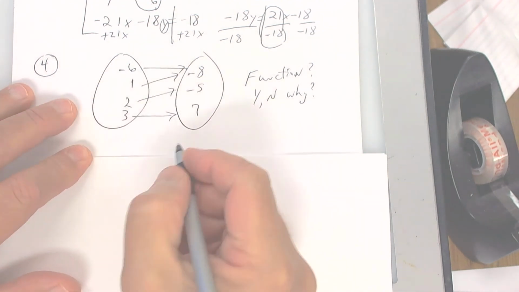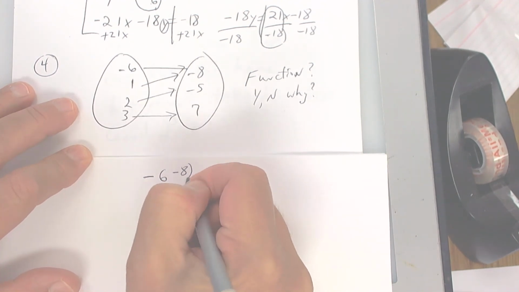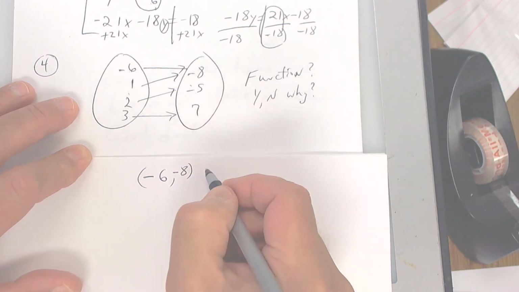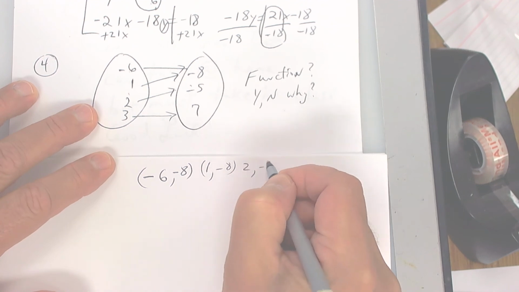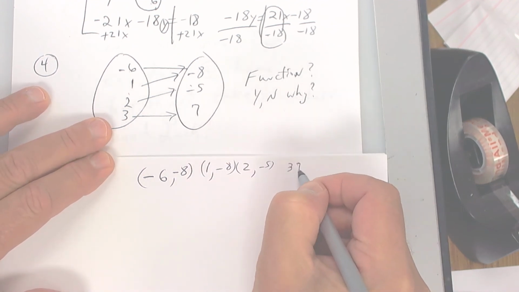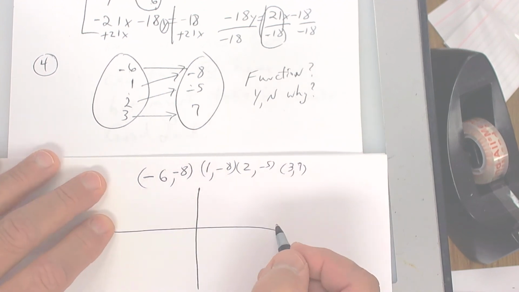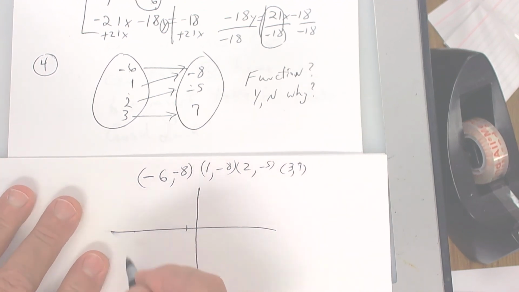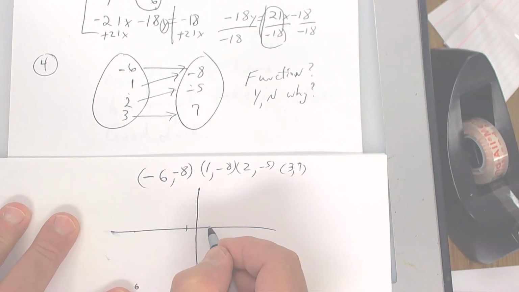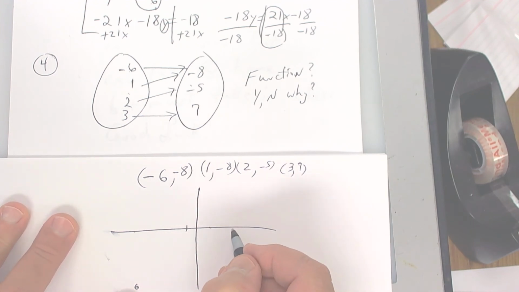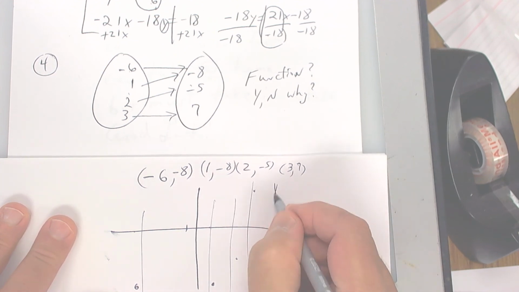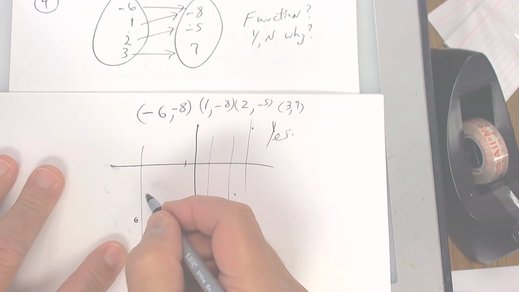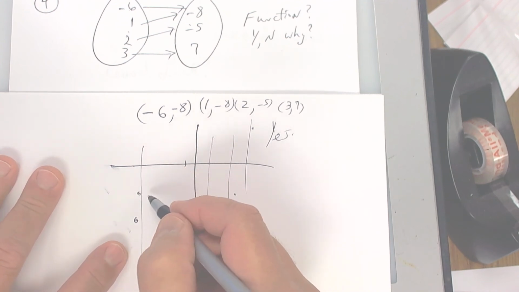This one right here, is it a function? Well, the negative 6 has a negative 8. The 1 has a negative 8. The 2 has a negative 5. And the 3 has a 7. The easiest way to do it is to graph it. So negative 6 is somewhere over here. Negative 8 is over here. Over 1 down 8 is over here. Over 2 down 5 is over here. Over 3 up 7 is over here. Pass the vertical line. Pass, pass, pass. Yes, this is a function. Remember, if it hits 2 points, like let's say there's one here, then it would not be a function.